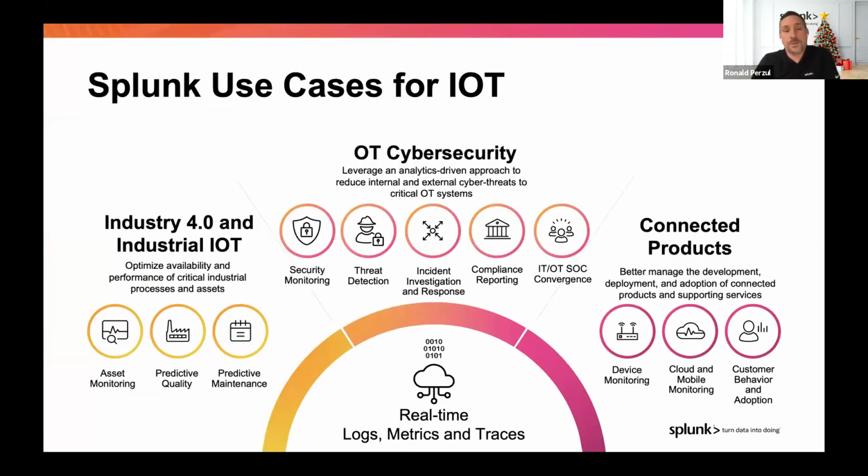So when we now have a look at what Splunk can do in IoT, in general, I would say we see three pillars. First and foremost is Industry 4.0 and industrial IoT. And actually, we can do everything starting from asset monitoring to predictive quality and maintenance. But we also support our customers with OT cybersecurity. So we are the leading SIEM, which is security, incident and event management vendor, with a long experience in information security. And we now extend our footprint and invest heavily in securing your industrial assets.